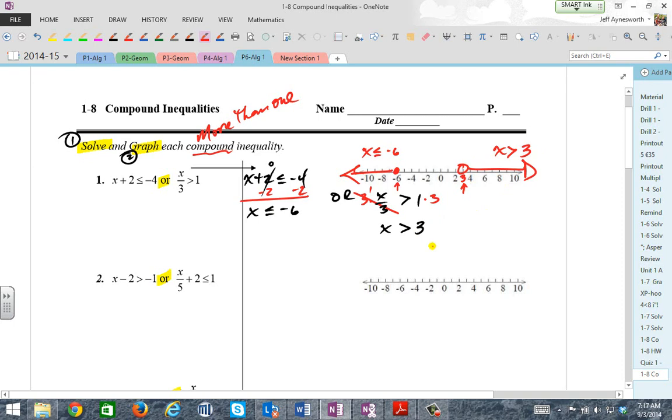So our solution set is two-part. X could be on this side, or x can be on this side here. It could be less than or equal to -6, or, put a big or here, or x could be greater than 3. It's a two-part inequality.